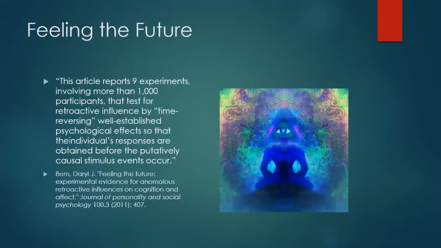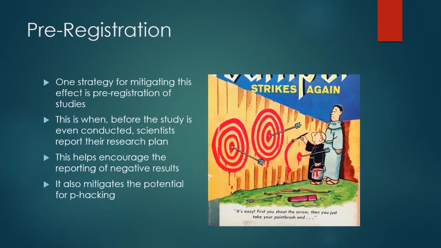So what do we do? Here's a possibility: pre-registration of trials. Before you start doing your experiment, you get in touch with some central agency. There's a bunch of groups that are doing pre-registration of trials now. And you say, here's what I'm planning to do. Here are the methods I'm planning to use.